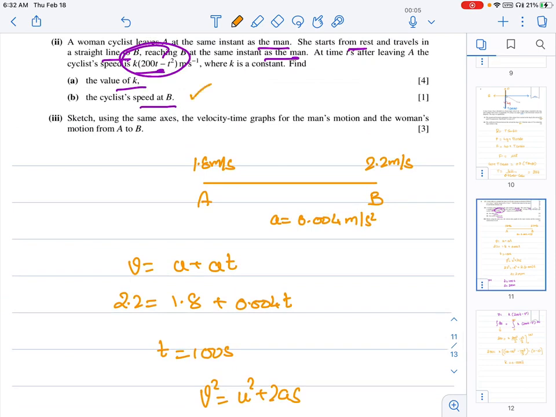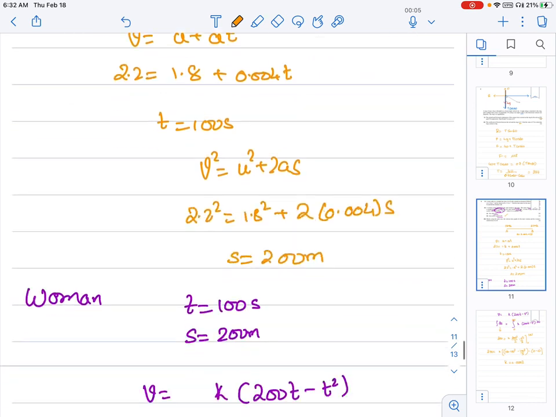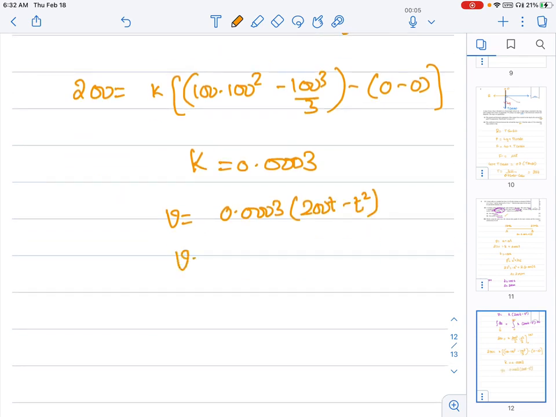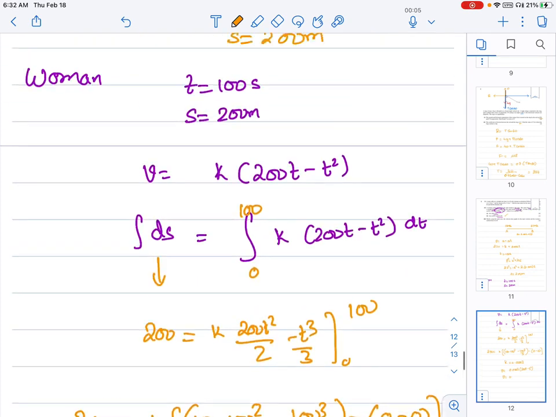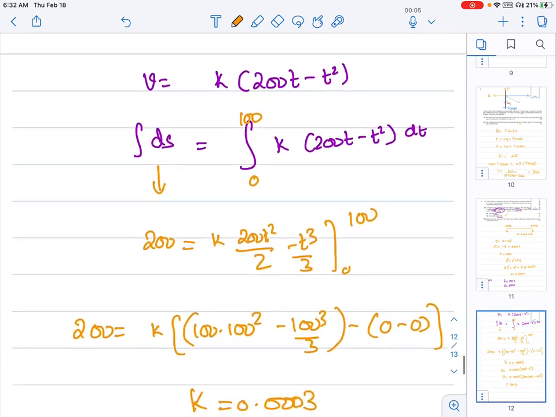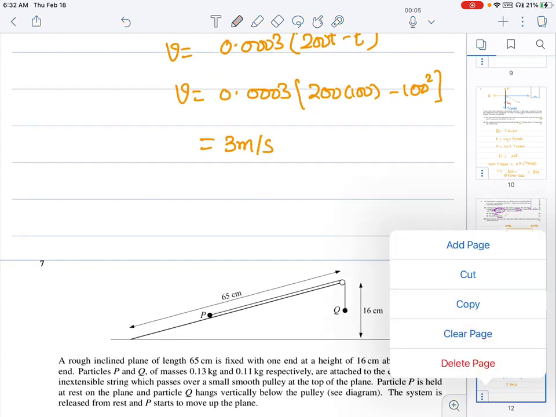Next, what is he asking? Find the speed of the cyclist at B. So speed also we have to find it out at B. So we know the velocity is equal to k, 0.003, times 200t minus t square. Now at t, substitute 100, so 0.003 times 200 times 100 minus 100 square. So this should become 3 meters per second. Next, sketch using the same axis the velocity time graphs for the man's motion and the woman's motion.